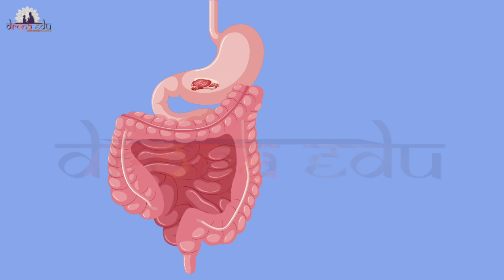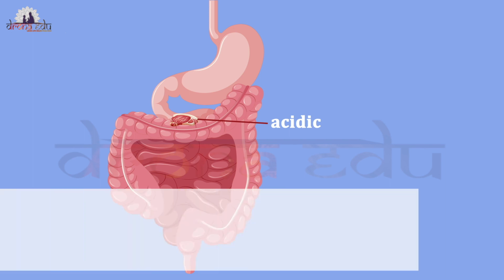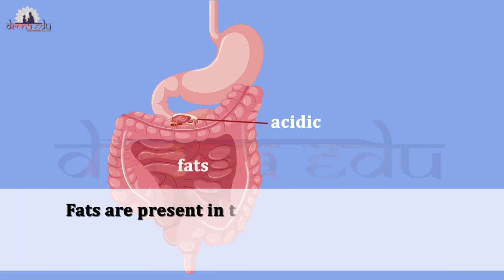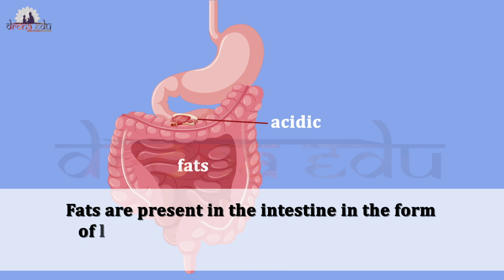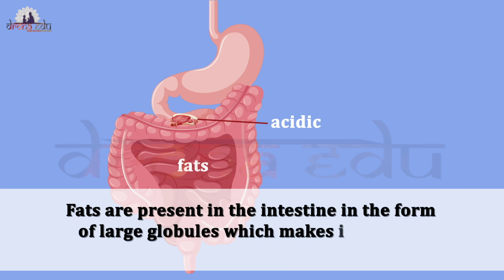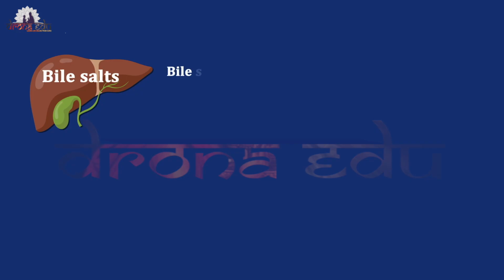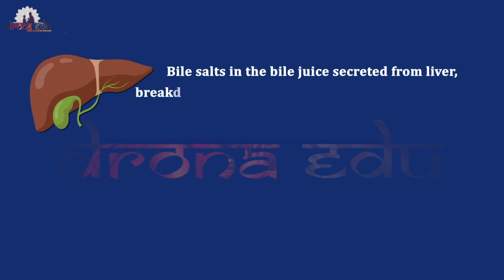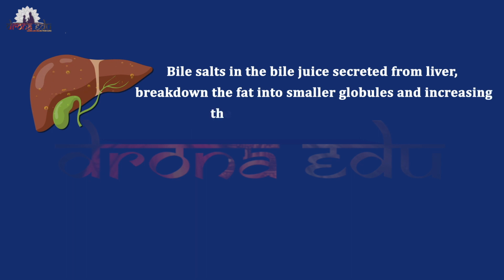The food coming from the stomach is acidic and has to be made alkaline for the pancreatic enzymes to act on them. Fats are present in the intestine in the form of large globules, which make it difficult for enzymes to act on them. Bile salt in the bile juice secreted from the liver breaks down the fat into smaller globules and increases the efficiency of enzyme action.